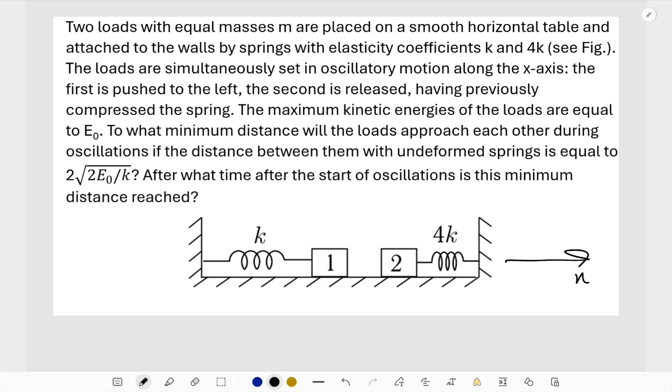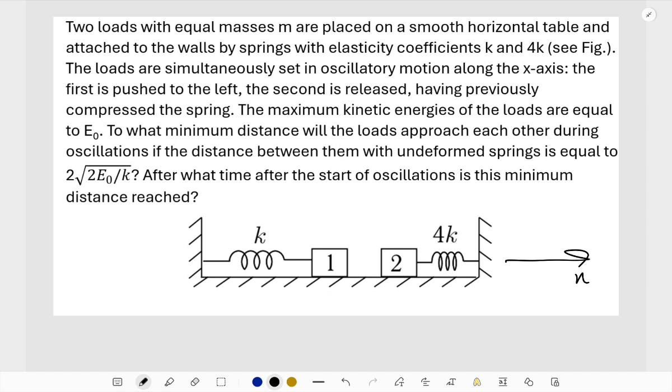If the distance between them with undeformed springs is equal to, this is another problem. It looks simple, but it is not. To what minimum distance will the loads approach each other during oscillation, if the distance between them with the undeformed springs is equal to 2 under root 2 E naught by K. Okay.